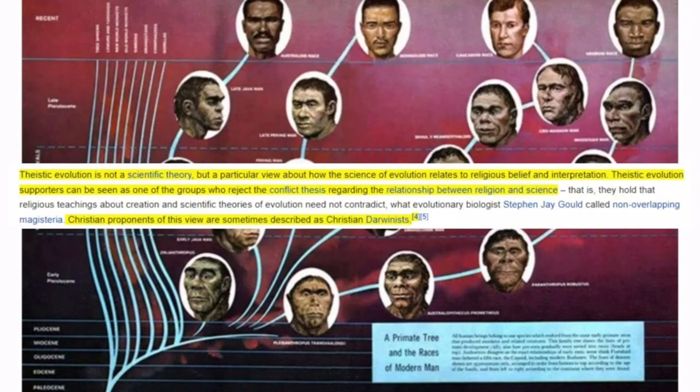Theistic evolution is not a scientific theory, but a particular view about how the science of evolution relates to religious beliefs and interpretation. Theistic evolution supporters can be seen as one of the groups who reject the conflict thesis regarding the relationship between religion and science. Christian proponents of this view are sometimes described as Christian Darwinists.